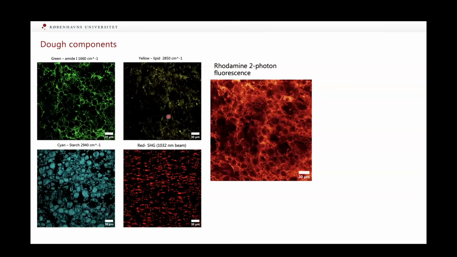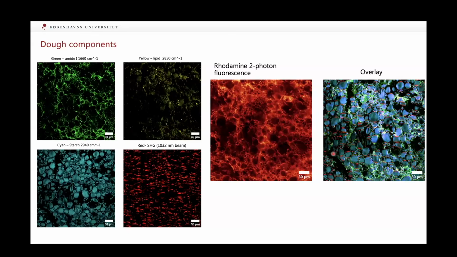In case of the CH2 and the CH3, these are not the only molecules in the dough that have this stretch. These are the ones that are the most prominent. But in our case, we just wanted to see here the proteins and the starch. So here's our overlay, how it looks when we look at the starch granules and the gluten network around it.